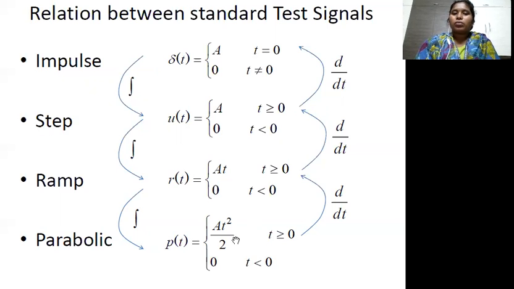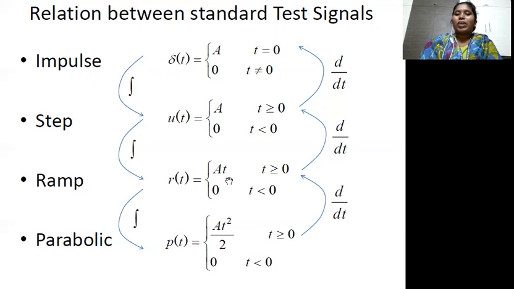Let us analyze it. What is the parabolic signal equation at t greater than or equal to 0? That is p of t equal to a t square by 2, right? That means if you are differentiating this equation with respect to t, what will be the output? Here a and 2 are constants. a is the slope and 2 is a constant, so I am taking them outside. d by d t of t square is nothing but 2t. Here 2 and 2 will cancel. And what is the output here? a t. So here I obtained the ramp signal. So what it indicates is that by differentiating the parabolic signal, we are able to obtain the ramp signal.